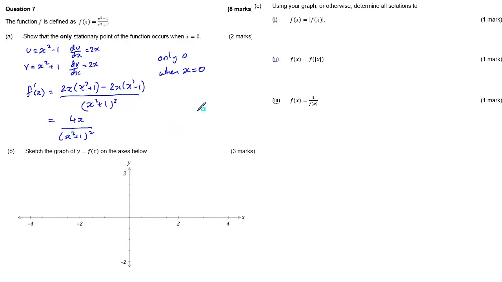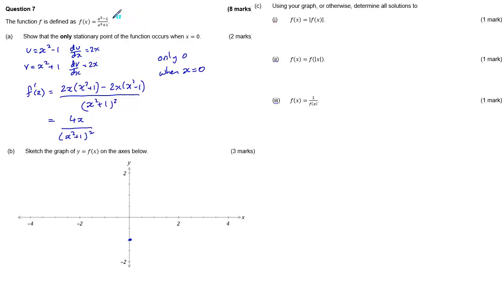So that's the first part done. We now want to sketch this. Now, if we think about x being 0, that would give us negative 1 over 1, which is negative 1. So this must be that point.